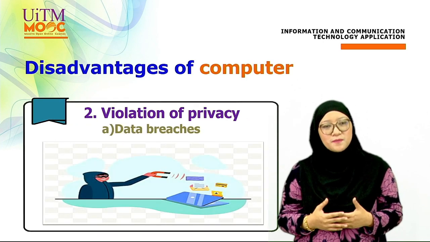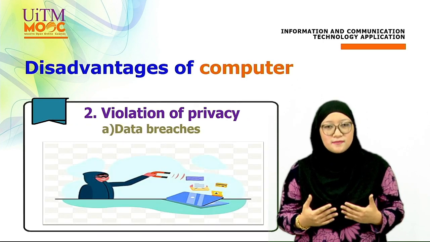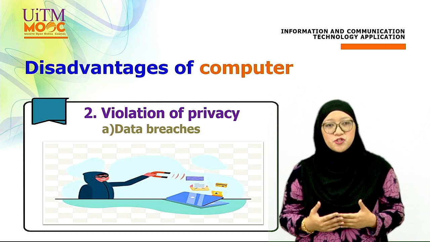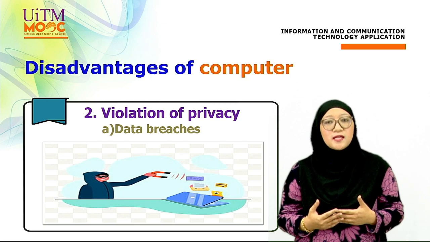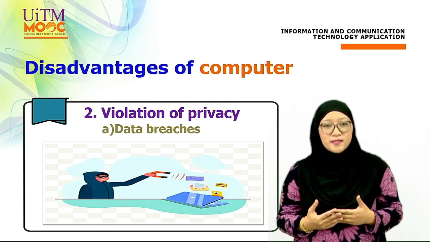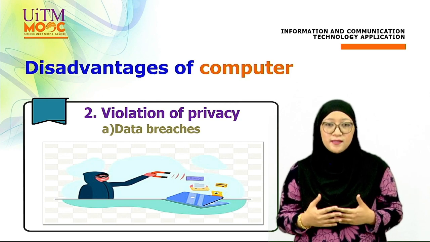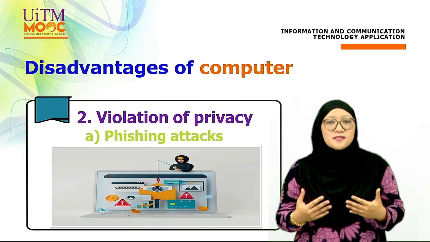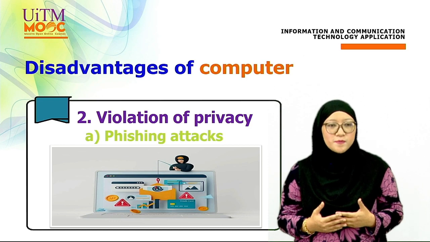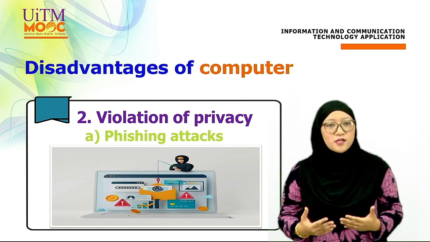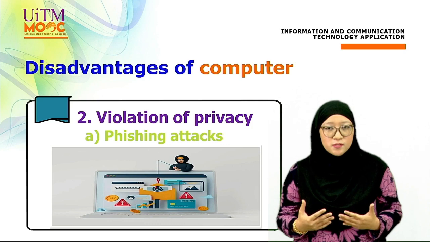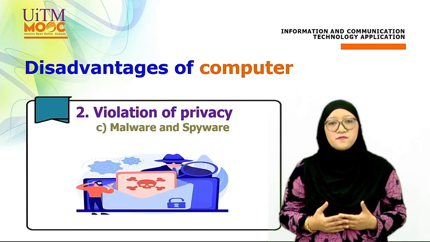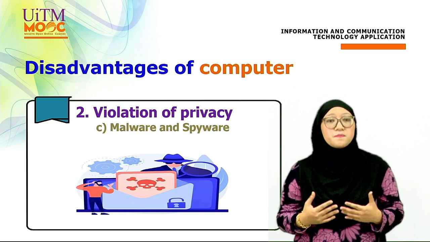The first problem is data breaches. This happens when someone gets into a computer system without permission and takes personal information like names, addresses, financial data, or login details. Next, there are something called phishing attacks. These are like tricky emails or websites that fool people into sharing important information like passwords, credit card details, or personal ID. Other privacy worries include malware and spyware.